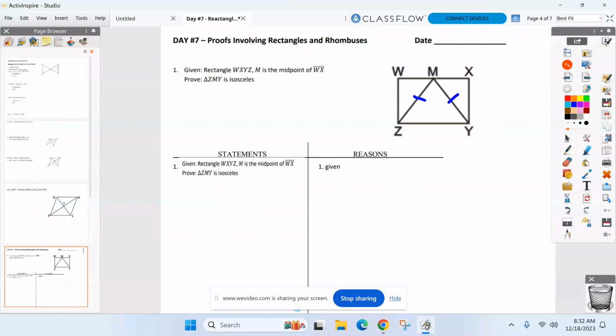Those two sides are not going to be congruent unless I prove what congruent first? The triangles, right? CPCTC. So that is where I'm going to need your help first, is to prove triangle WZM congruent to triangle MXY. So that's where we're going to start this proof. Get me those triangles congruent somehow.